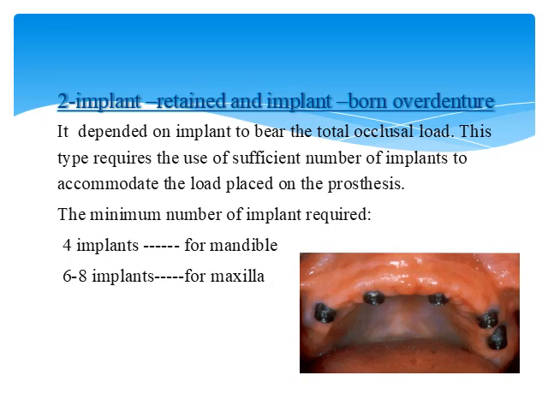Implant retained and implant bone overdenture. It depends on the implants to bear the total occlusal load. This type requires the use of a sufficient number of implants to accommodate the load placed on the prosthesis, and the minimum number of implants required is 4 implants for the mandible and 6 to 8 implants for the maxilla.